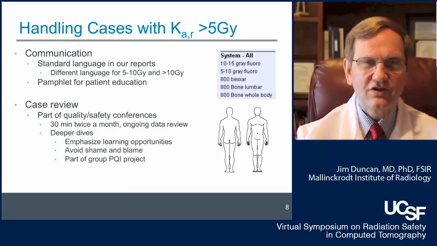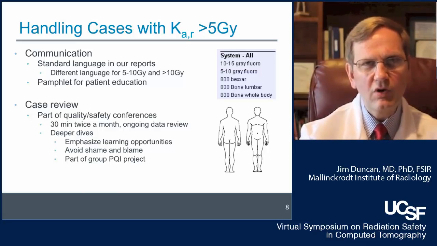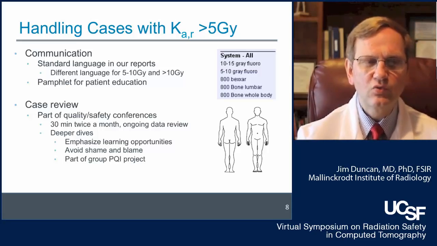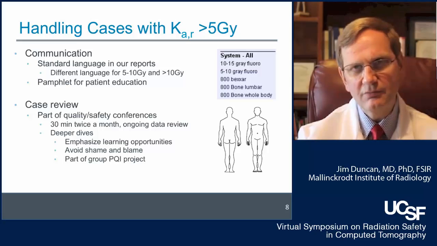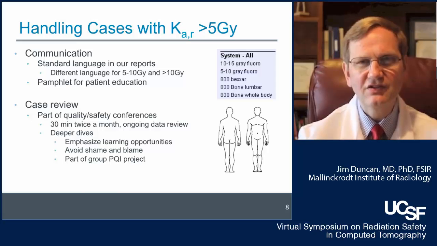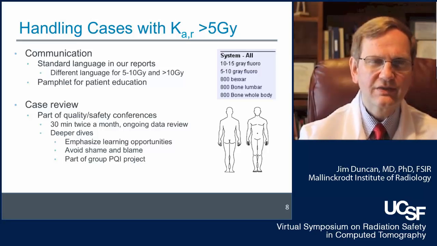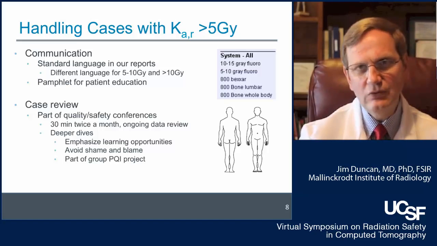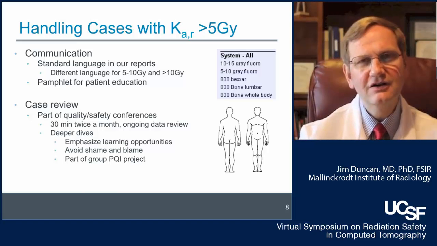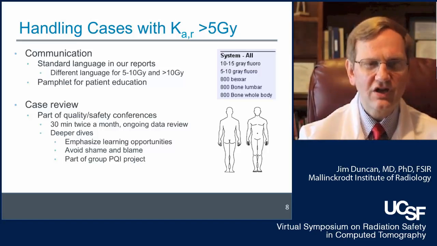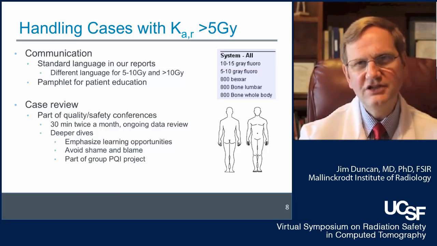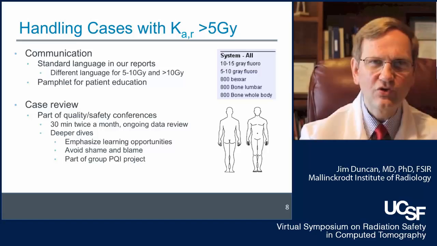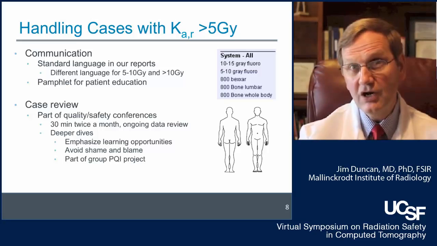We take the cases that go over 5 gray, and they're part of our quality safety conference. We meet twice a month for 30 minutes to go over cases that we can learn something from, and occasionally when we have cases that go over 5 gray, that's part of the discussion. We monitor dose metrics on a continuous basis, and that's part of a graph that's shown as part of every conference. And when we have cases that go over 5 gray, it's an opportunity for a deeper dive. To emphasize the learning opportunities, it's part of our PQI process.